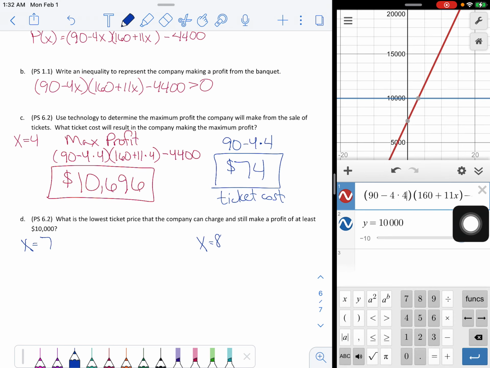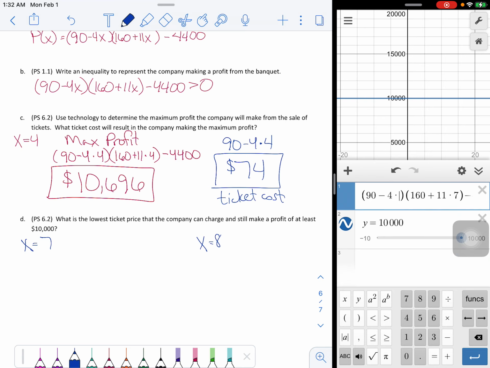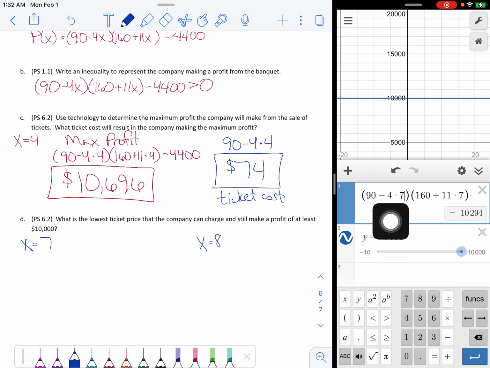So let's see if I can do that. So times 4 here and then times 4 there. Okay, so at, I don't know why I just used 4. Hold on a second. It's supposed to be 7 or 8. I get the right numbers in the right place. Okay, so if X is 7, we have a profit of 10,294. So that's okay. However, let's see what happens if we make X equal to 8. So that drops our profit too low. So that's not going to work.